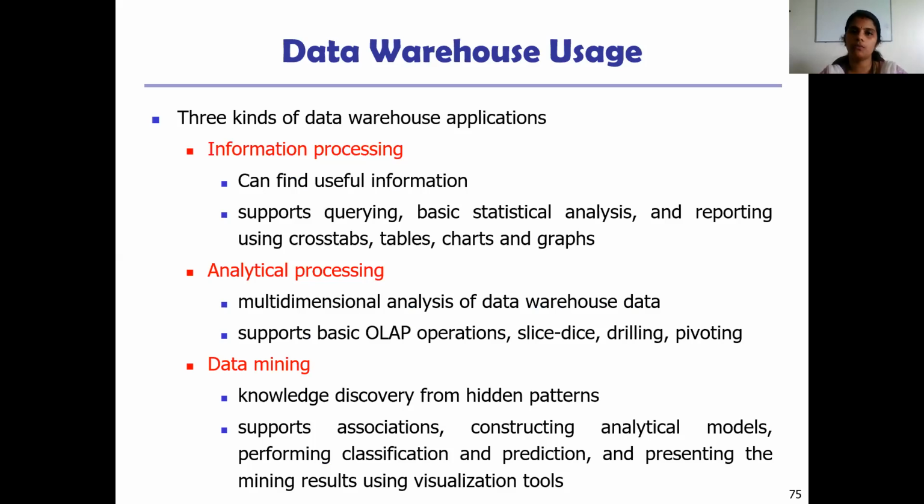First is information processing. Information processing is just deriving the useful information. Suppose I throw a query to my data warehouse, I get some result, that becomes information processing. It's just extracting the result and showing it in the form of a chart or a table. Correct? That is information processing. Coming to analytical processing, what is the difference between information processing and analytical processing?